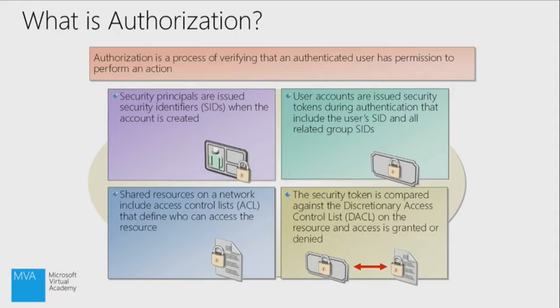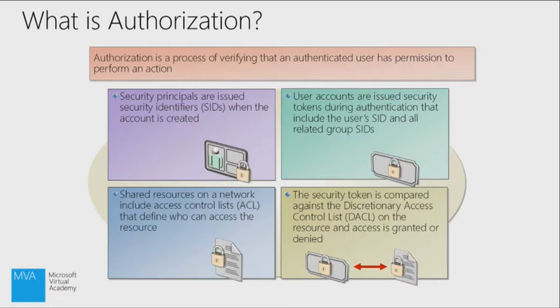And then the security token that I've been issued, which has my SID and the SIDs of my groups in it, is compared against the access control list of that resource. In this case, it's called a discretionary access control list. If my SID is on that list, I'm given permission to do whatever it is I've been granted on that access control list.